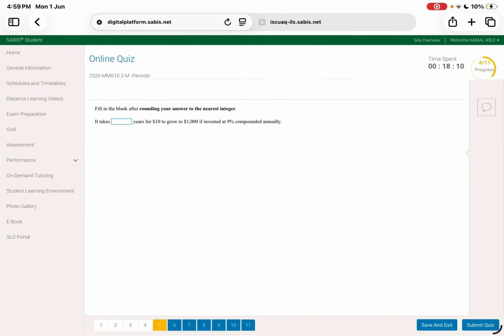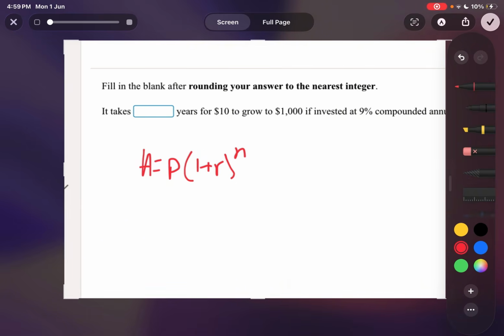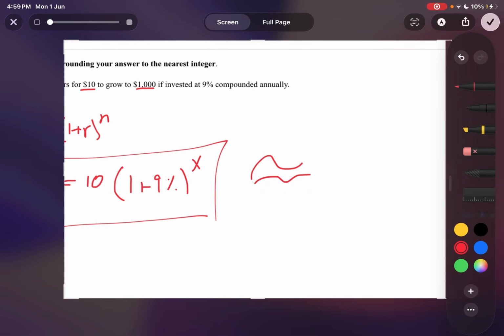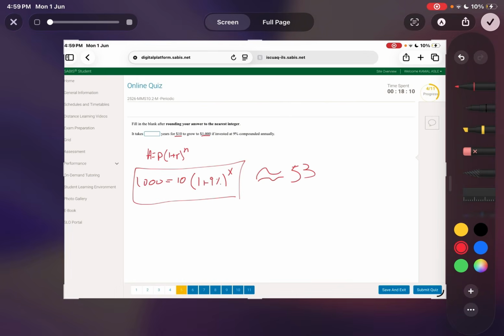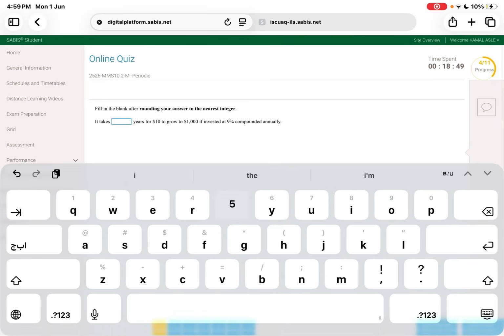Okay. The compound interest formula: A is equal to P times 1 plus R to the power of N. So here they want us to find N. How many years does it take for 10 to grow to this? So this is the final, this is the initial. So 1000 is equal to 10 times 1 plus 9% to the power of N. Put this in the calculator and you'll get approximately 53. In the exam it was 58. So it takes 53 years.